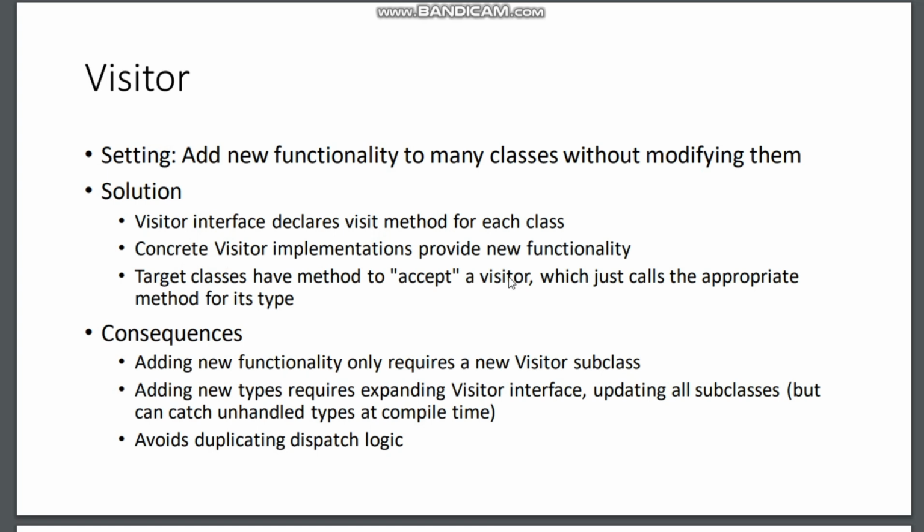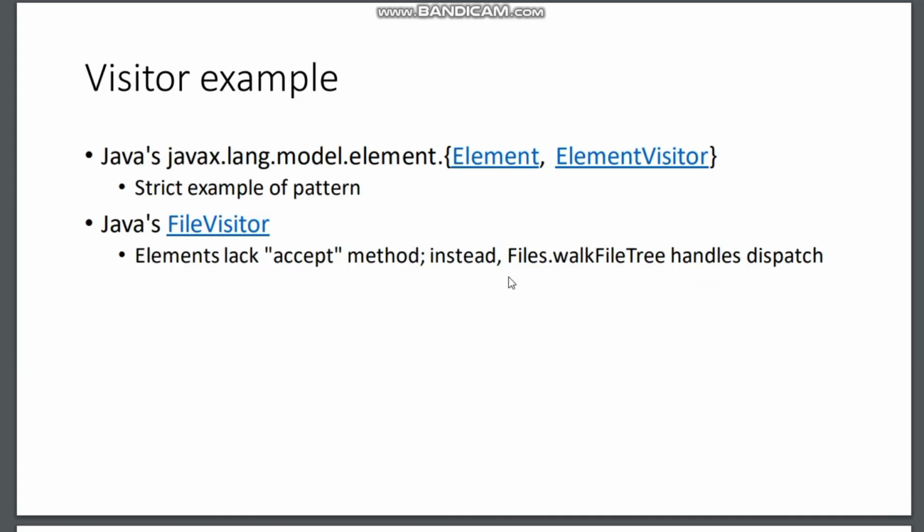A real world example is Java's file visitor, which handles different types of files systematically. This pattern makes it easy to introduce new operations while keeping the existing class structure intact.